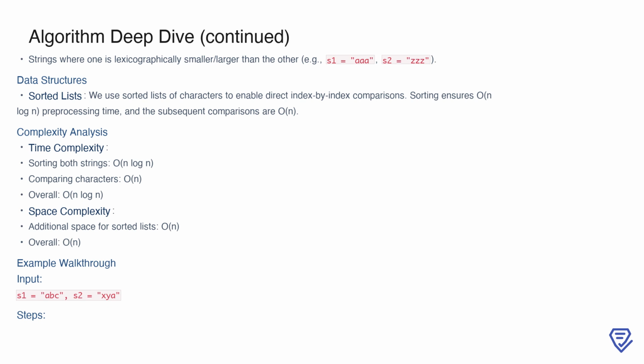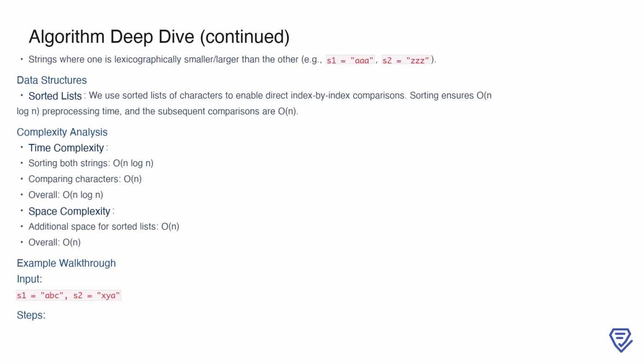Another interesting case arises when one string is lexicographically smaller or larger than the other. For example, if S1 is AAA and S2 is ZZZ, the sorted order makes it clear that S2 will always dominate S1. To efficiently handle these scenarios, we rely on sorted lists. By sorting the strings, we enable direct index-by-index comparisons, making the problem much simpler. In terms of complexity, the sorting step dominates the runtime, taking O(n log n).